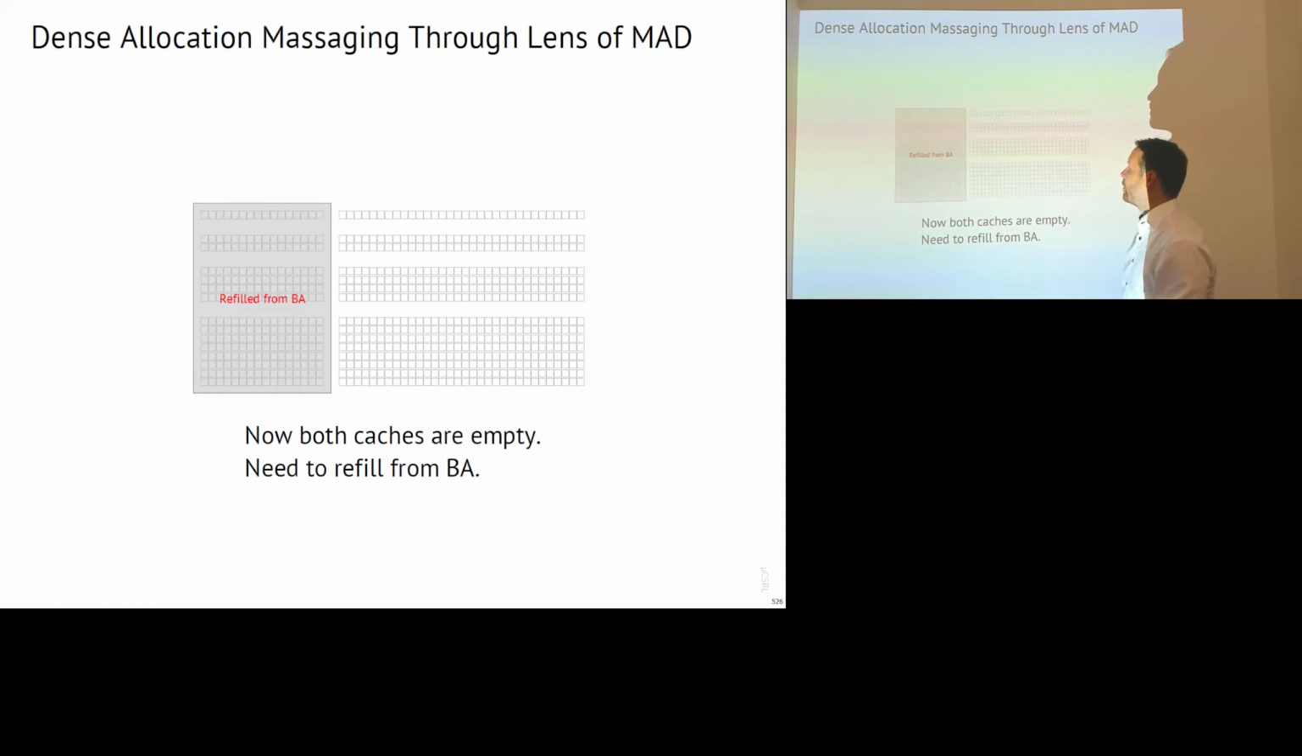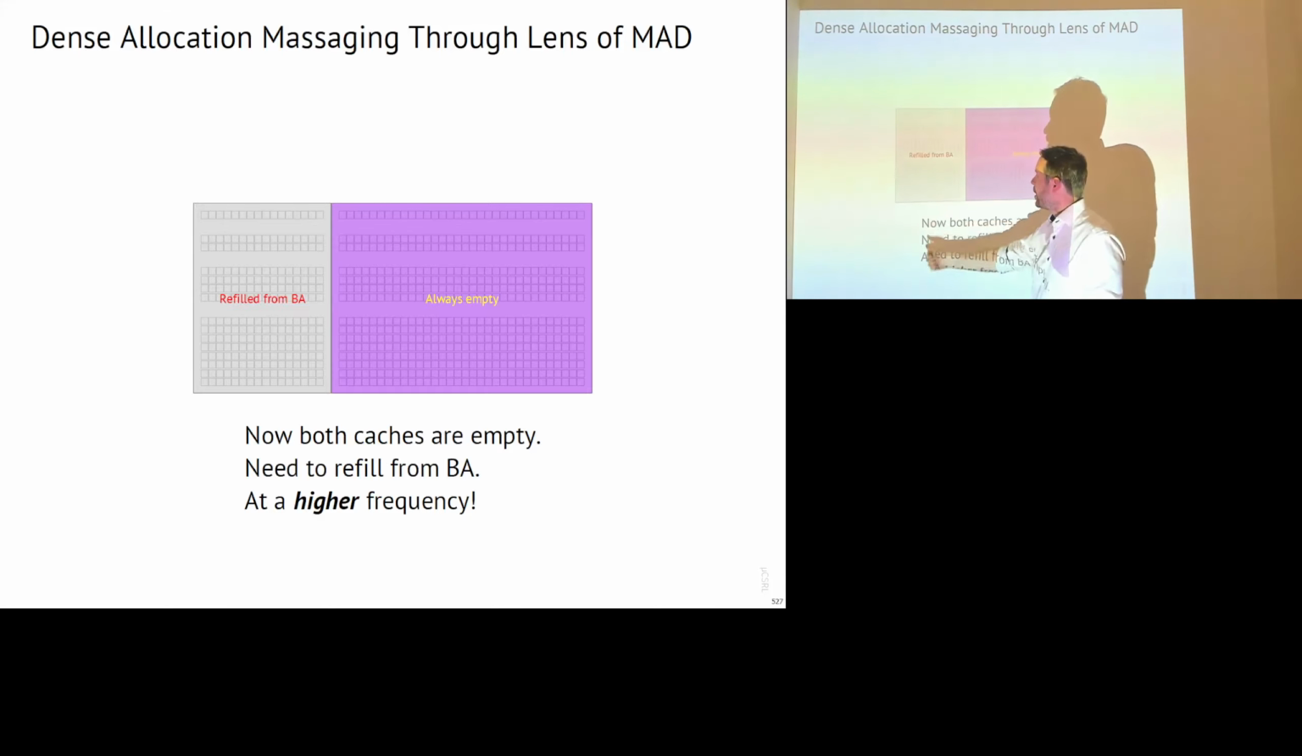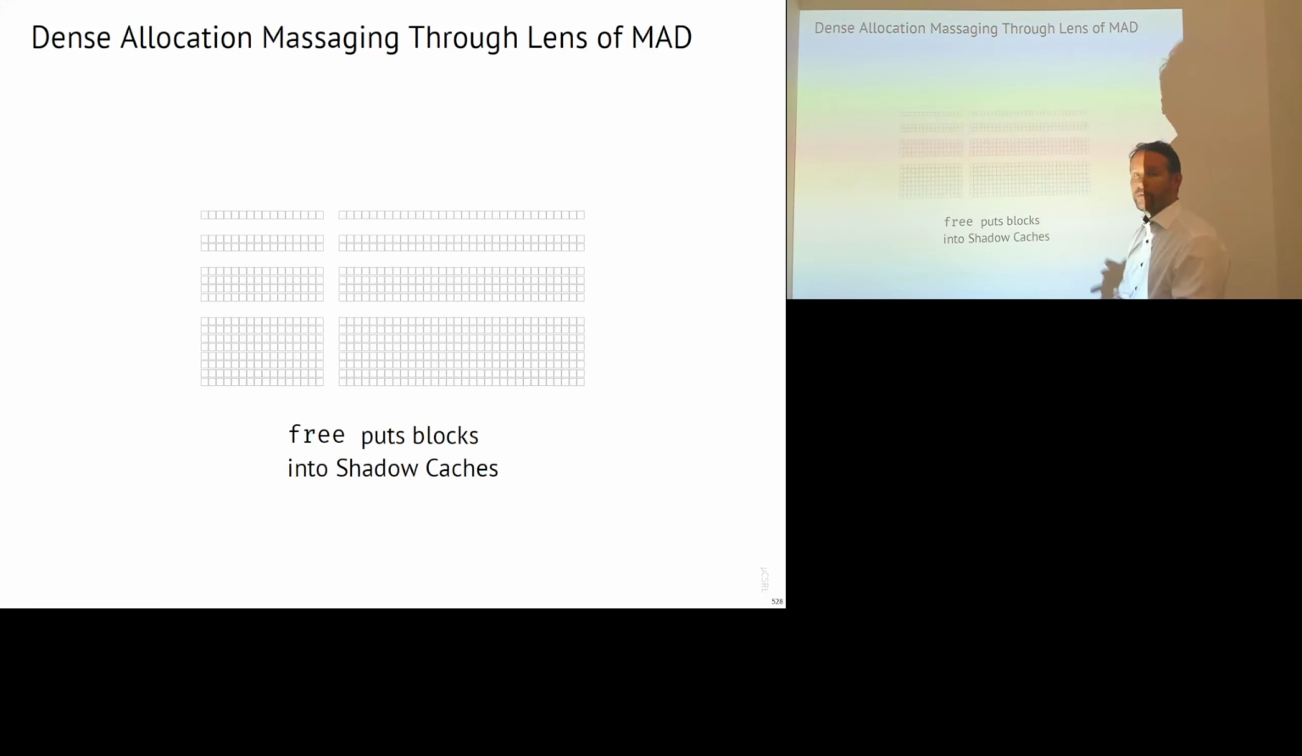Those need to be refilled from the buddy allocator or from the underlying memory allocator, and the other ones are always empty. And so we see with a high frequency that we need to refill those caches a lot, and those caches will be empty in a dense allocation attack or memory massaging attempt. Conversely, if you go back to a spraying attack, you allocate a lot of memory, but not enough to let the operating system use the OOM killer or something like this. So you need to allocate them, and you need to free them again.